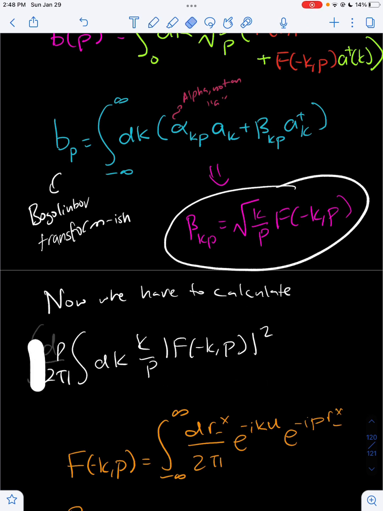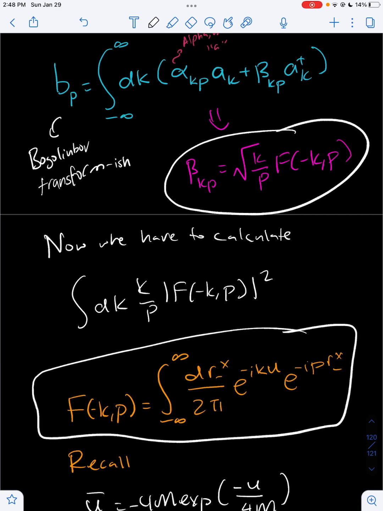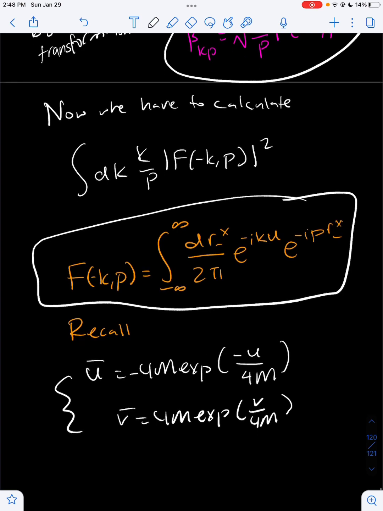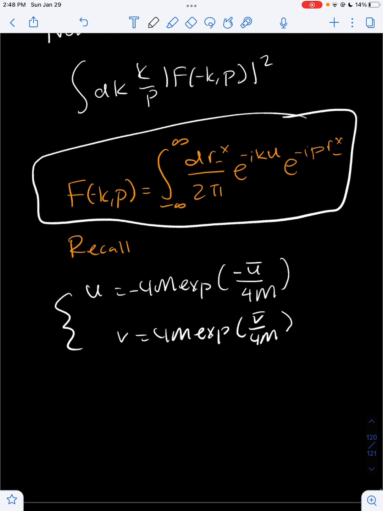So how do we calculate that? Well, just like before, we have to first explicitly define what f of minus kp is. It's going to be this right over here. Recall these relations over here. This should actually be a u and v, and these should have bars on top. So these are the crucible coordinates that we saw earlier.